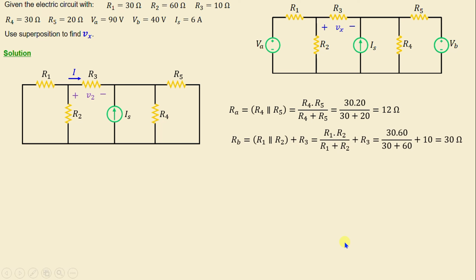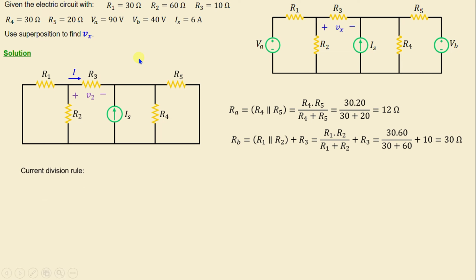And RB to represent the parallel combination of R1 and R2 in series with R3. That means RB is equal to R1 times R2 over R1 plus R2, plus R3. We get 30 ohms.